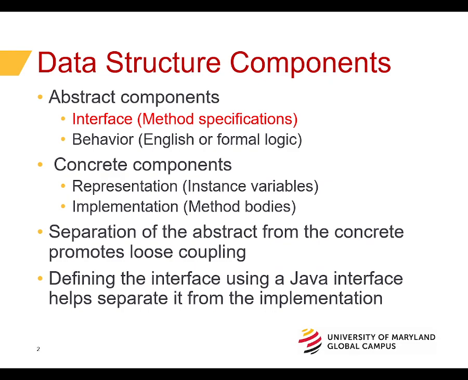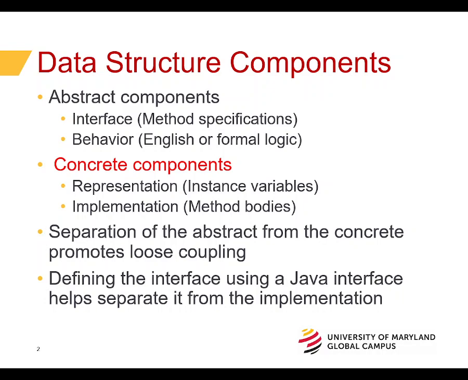The first component of the abstraction consists of the signatures of all of the methods that correspond to each of the operations that can be performed on the data structure. The other abstract component is a description of the behavior of each operation, explaining, typically in English, the effect of performing the operation. There are two concrete components as well.